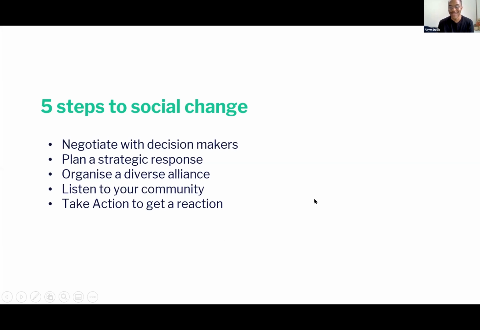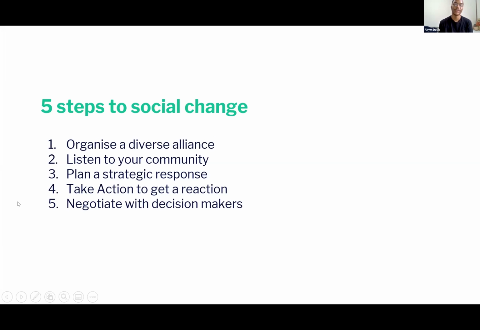All right, so if you haven't done so yet, hopefully you have an idea of the steps that are necessary. So we'll go on to the next slide. So first is organize a diverse alliance. One of the most important things is to have a strong foundation, have a good base behind you, and have a good understanding of the people that will be supporting you throughout your movement. And this can be done by building a diverse alliance.